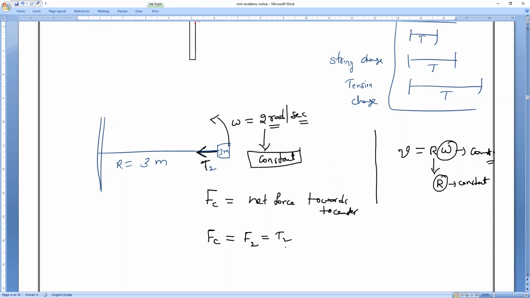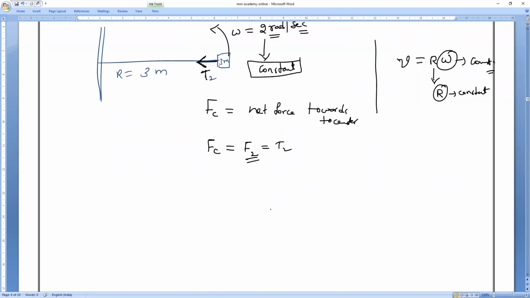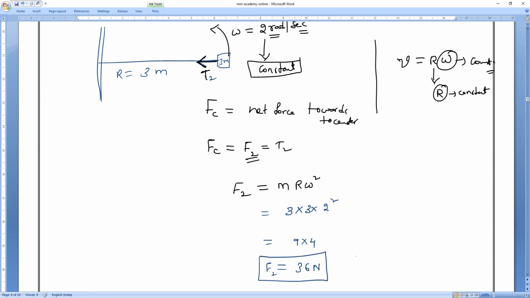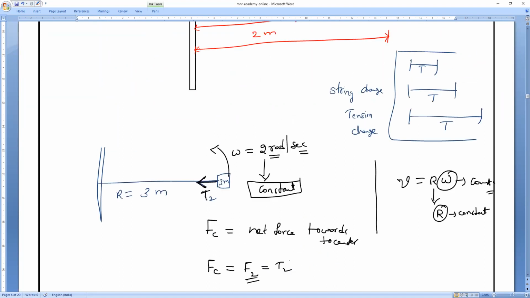So now, observe very carefully. We all know that the centripetal force, which is acting towards the center, is equal to the tension in the third body, the second string. So F2 is equal to m r omega square. So mass is 3, radius is constant, 3. And omega is equal to 2. So which is equal to 9 into 4, which is 36 newtons. 36 newton force is acting towards the center.